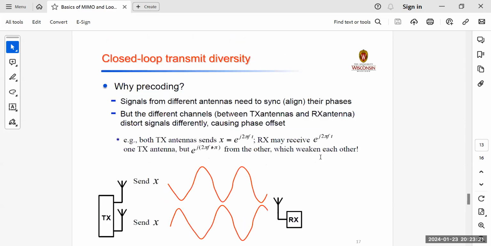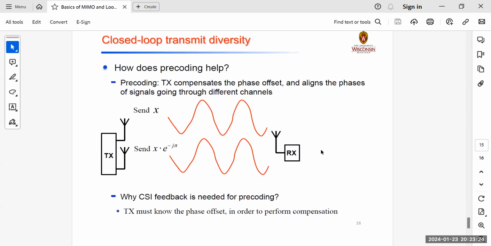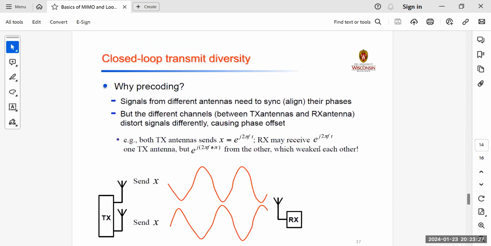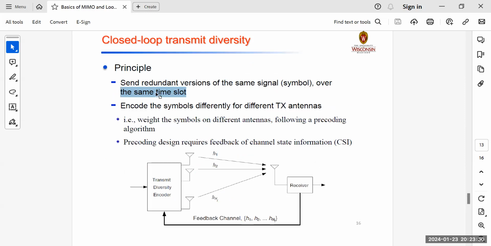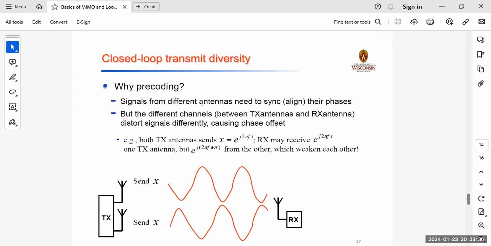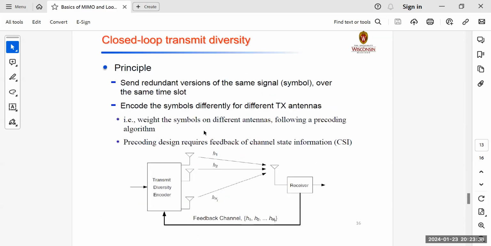Okay, let me come back to this. But before that, let me move on to this point, that you're sending the data over the same time slot. So you don't have T1 and T2. You only have RT1 in that case. You don't have RT1 or RT2, because you're sending the symbols on the same time slots. But again, you're encoding the symbol differently for different transmit antennas, like the one we had done already for the space-time block code. You weight the symbols on different antennas following a pre-coding algorithm. The pre-coding designs require the channel state information. So I'll talk about that.